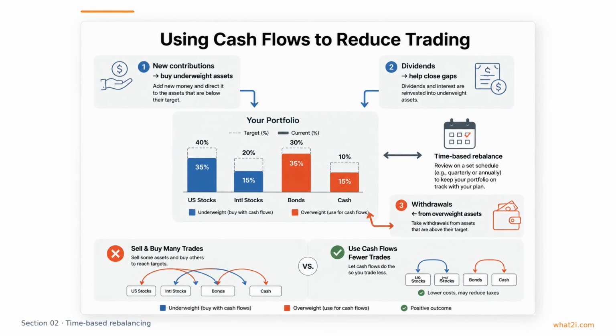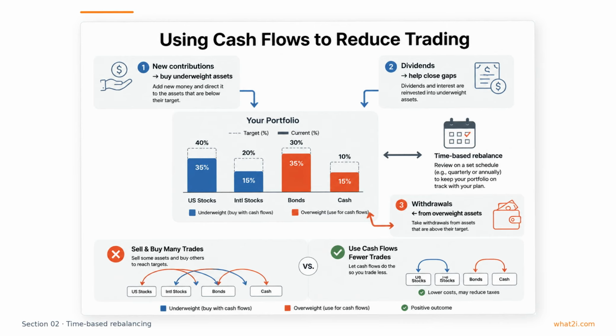A time-based plan can often be made more efficient by using cash flows before placing extra trades. If new money is coming into the portfolio, those contributions can be directed toward underweight asset classes. If the investor is taking money out, withdrawals can come first from overweight positions. Dividends and interest payments can also be redirected to areas that need support. This approach may reduce the number of taxable sales and lower transaction costs. In practice, cash flows are one of the simplest ways to improve a calendar-based rebalancing process.